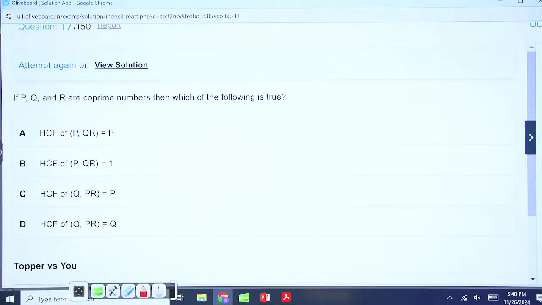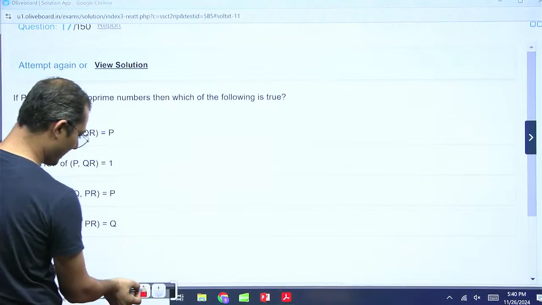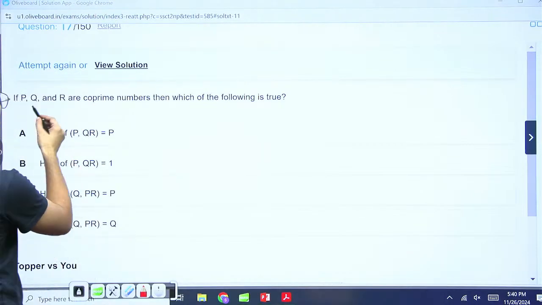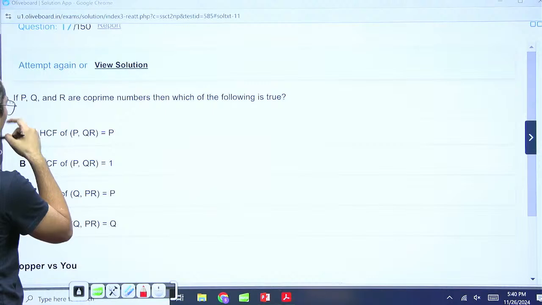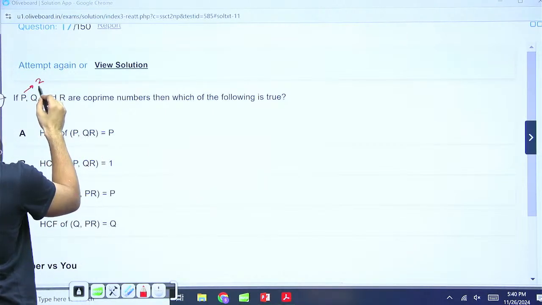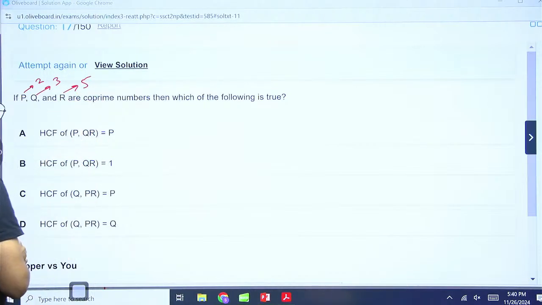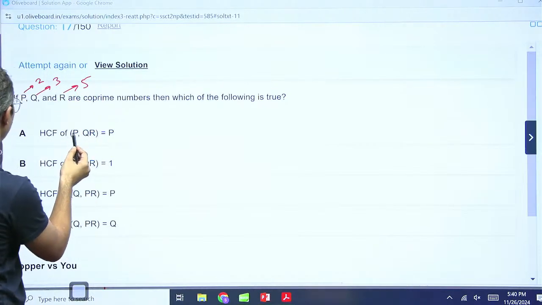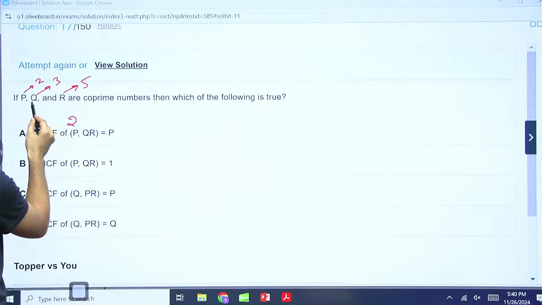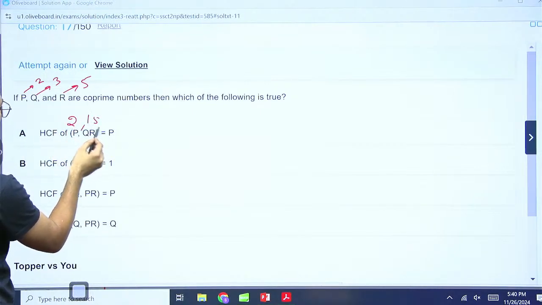Yes, please see. If P, Q, R are co-prime numbers, then which of the following is true? If P, Q, R are co-prime numbers, so they are HCF. If they are co-prime numbers, so if I say that P is equal to 2, Q is equal to 3 and R is equal to 5, right? So the HCF of P is 2 and QR is what? 15. So their HCF is 1, not P.